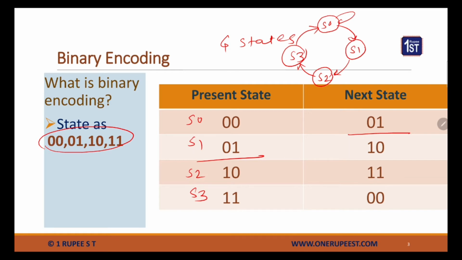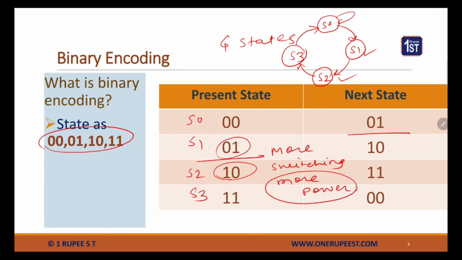Here in 2 adjacent states, S1 and S2, there is a change in 2 bits. 2 bits are toggling. That means more switching, more power, or you can say higher power. So most of the time we don't use binary encoding.